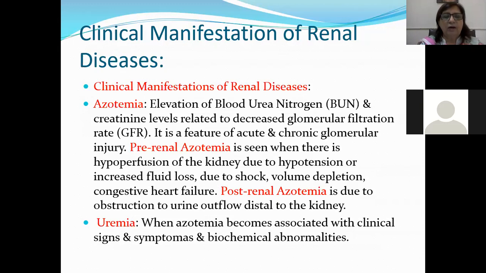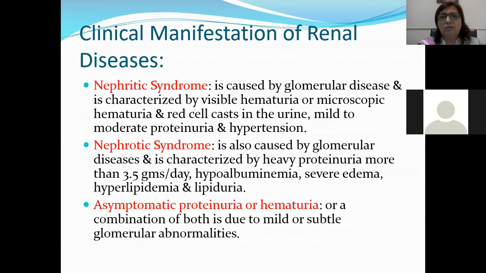Next is uremia. When azotemia becomes associated with clinical signs and symptoms and biochemical abnormalities, it is known as uremia. Next is nephritic syndrome. Nephritic syndrome is caused by glomerular diseases, and it is characterized by visible hematuria or microscopic hematuria, red blood cell casts in the urine, mild to moderate proteinuria, and hypertension. So whenever there is glomerular damage, some of the glomerular lesions will lead to nephritic syndrome, and some of the glomerular lesions will lead to nephrotic syndrome.